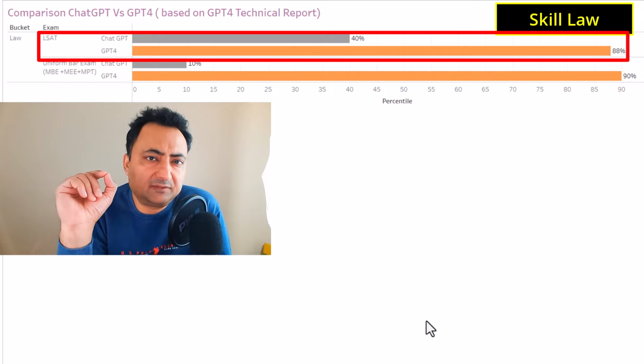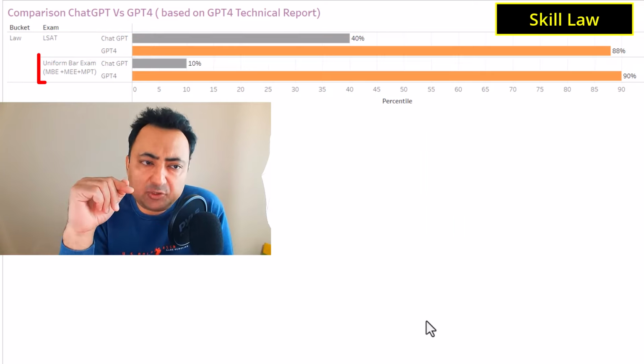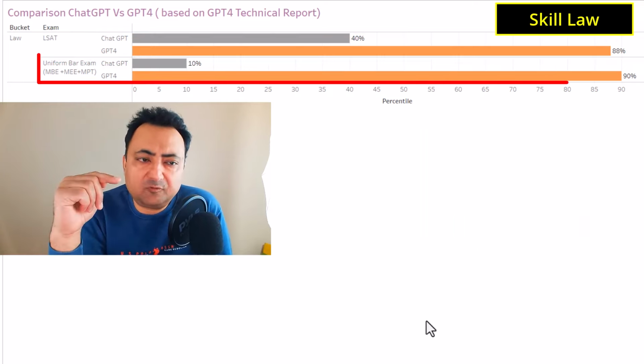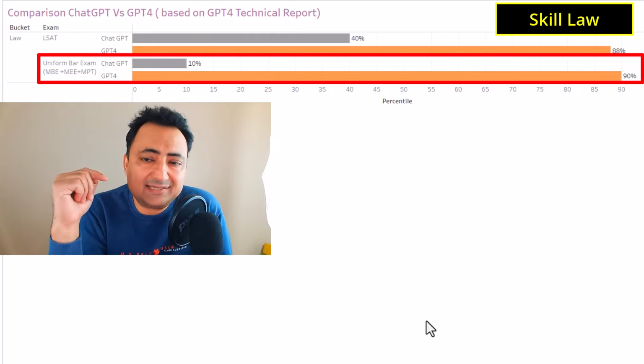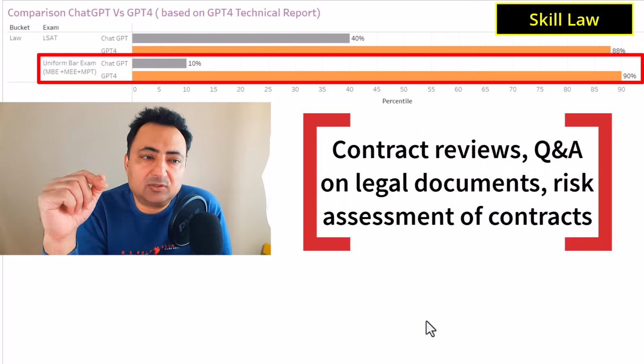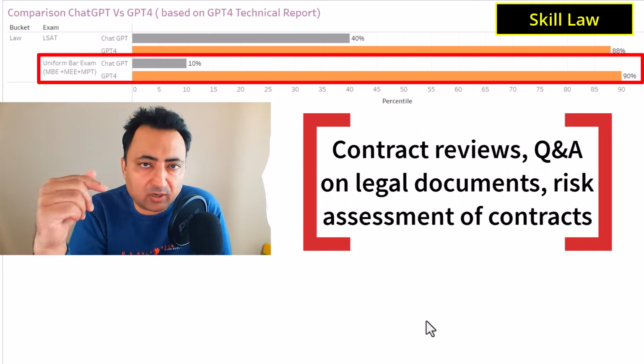But I believe ChatGPT's performance of 40% has little to do with law, but more to do with the reading comprehension questions that probably would be there. If you look at the Uniform Bar Exam, the performance of ChatGPT is just at 10%, and GPT-4 is as high as 90%. Now that really opens up a lot of use cases if you're trying to build around legal cases.